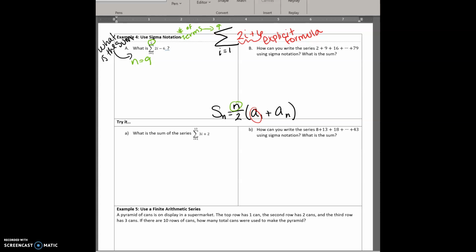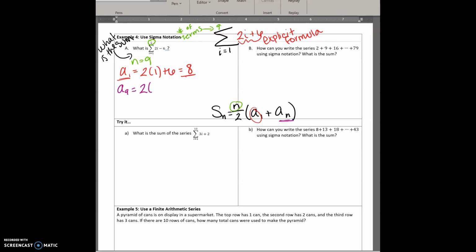We need the first term. So we need to figure out what the first term would be given this explicit formula. So we're going to go ahead and plug in A of 1. So we do 2 times 1 plus 6. So 2 times 1 would be 2 plus 6, that would be 8. So our first term would be 8. And then we also need to know the last term. In this case, if there's 9 terms, we need to know the 9th term.